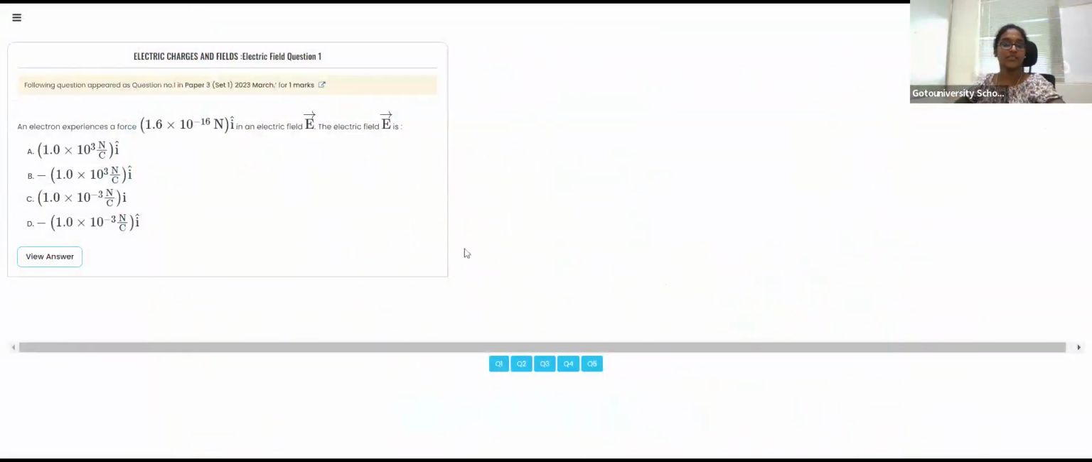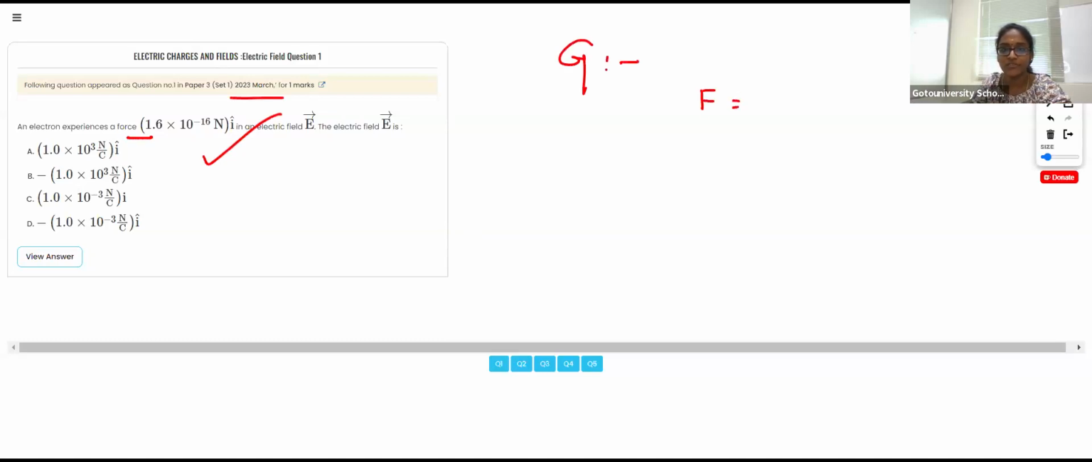This is one of the past paper questions, and it is a very recent one, a 2023 past paper question. An electron experiences a force. As I said already, first write the given details. The force is given, F is equal to 1.6 times 10 to the power negative 16 Newton, right? And in an electric field E, what is the value of electric field E? That's it. This is the detail they gave, and this is the detail they want.